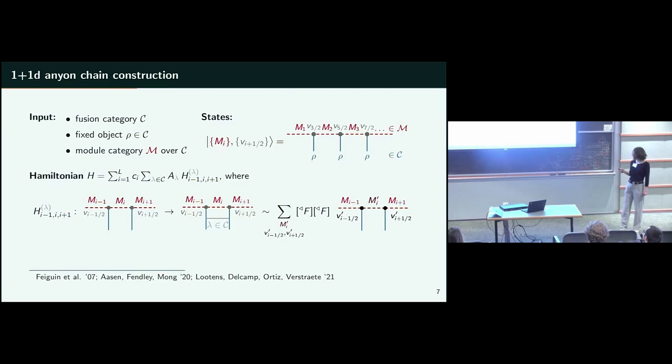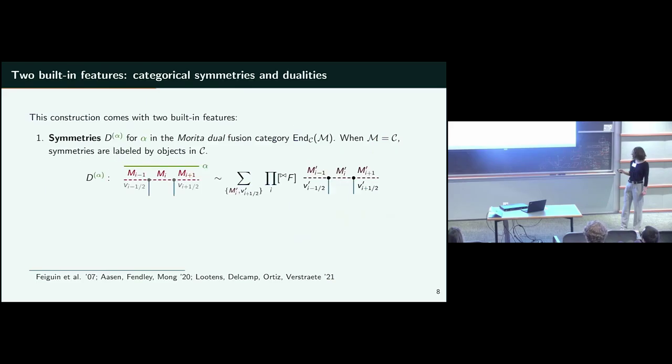Then the local terms in the Hamiltonian correspond to basically fusing a line labeled by an object in the fusion category to these legs, and then evaluating this using the module F symbols. And this construction gives us two key payoffs. So the first one is that we basically get the symmetries for free.